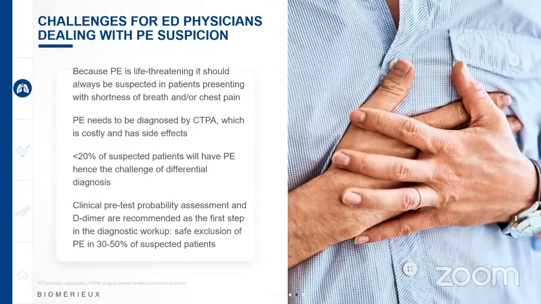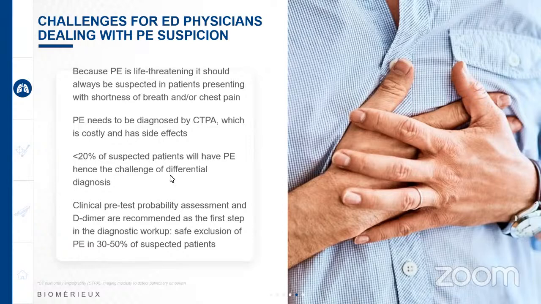But again, as we know, this is costly and it has side effects. And by the time you're in casualty and you ask for CTPA, by the time the patient gets from casualty to radiology and gets the CT done, you might actually lose the patient. So again, we're not saying we don't do the CTPA, but we need something that helps us as we are waiting for the CTPA and maybe any other test that is to be done.